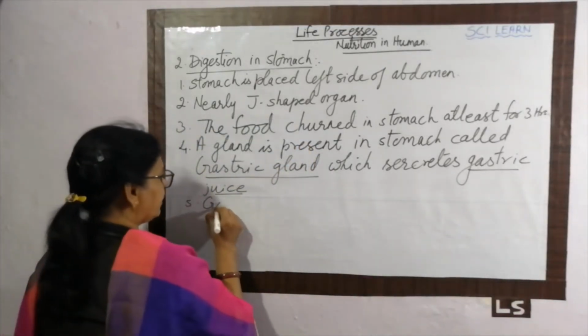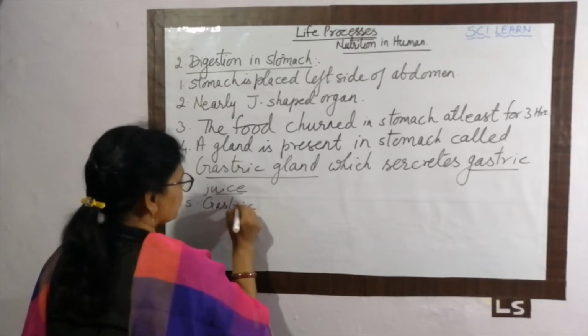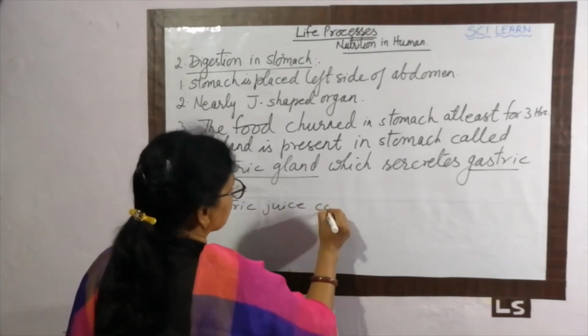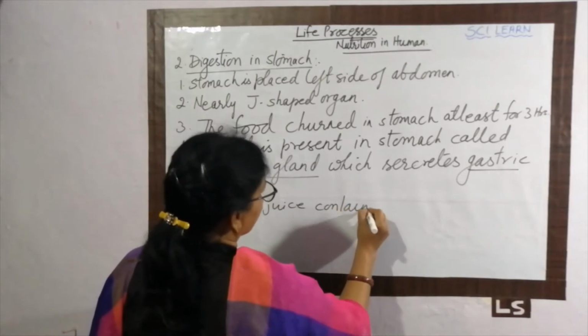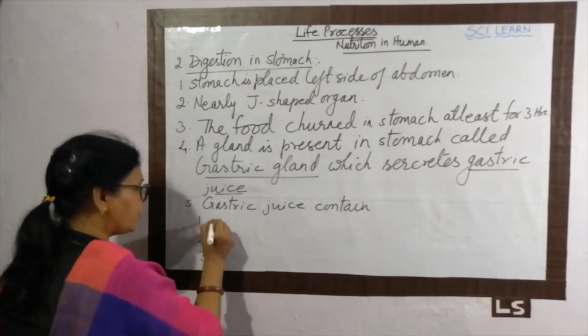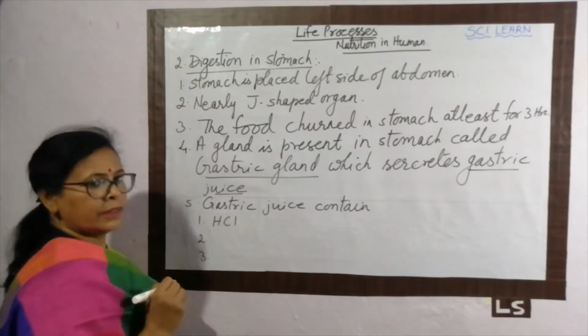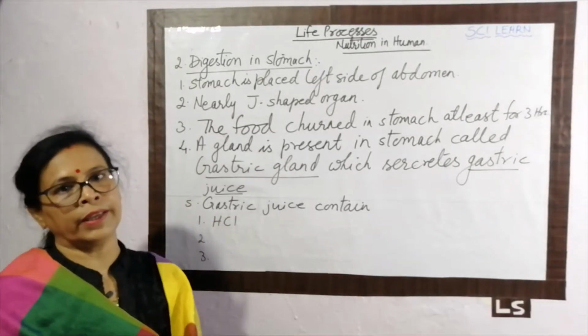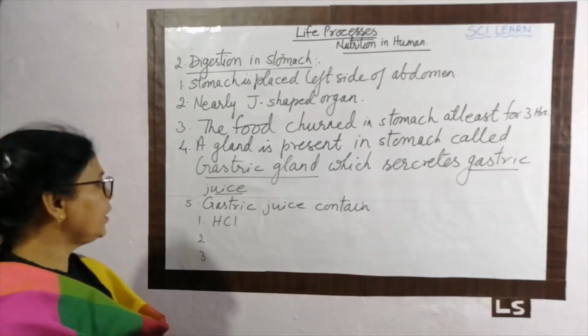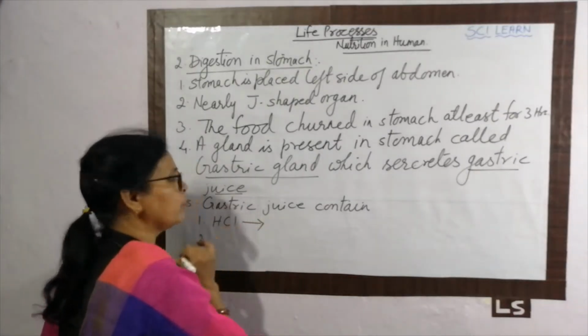Gastric juice is also called digestive juice. Gastric juice contains 3 substances. First is the HCl, that we call hydrochloric acid. It is an acid. What is the role of this HCl? It provides acidic medium to the food.